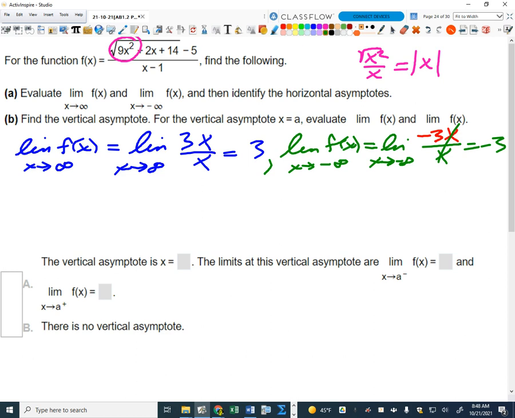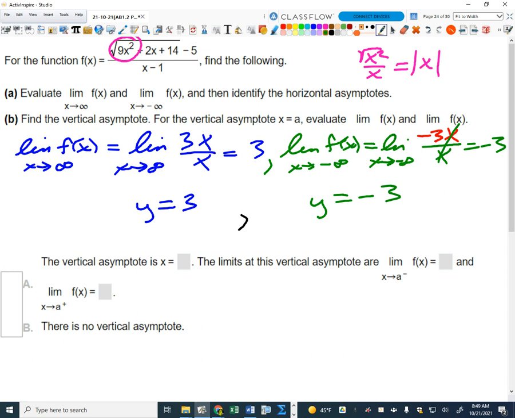So then we get these two horizontal asymptotes, right? So this is going to give us the horizontal asymptotes y equals 3 and y equals -3, right? Y equals 3 would be our positive horizontal asymptote, as x approaches positive infinity. Here's the horizontal asymptote at negative infinity. Okay, what about the other part? Find the vertical asymptote, okay?